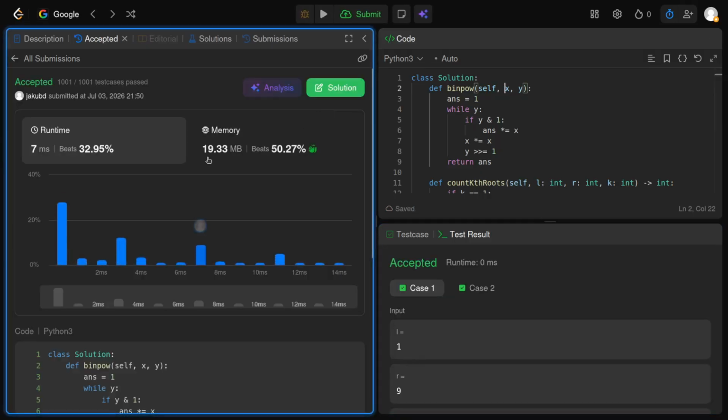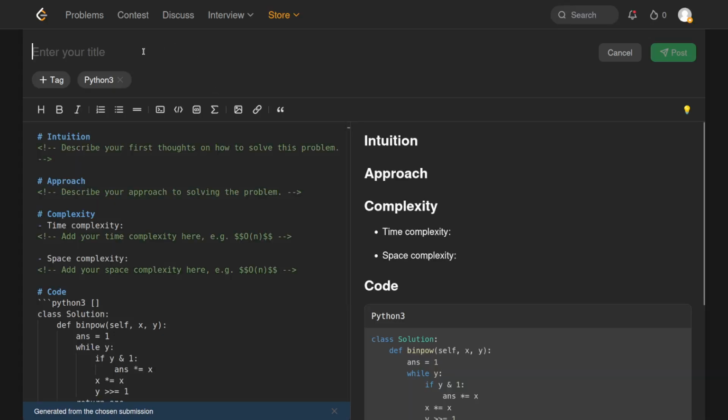Okay, let's see. That made it slower, I guess, which is understandable because I'm at 100%, so it's just random. Anyways, math plus binary exponentiation: O of the kth root of r times log 2 of r.